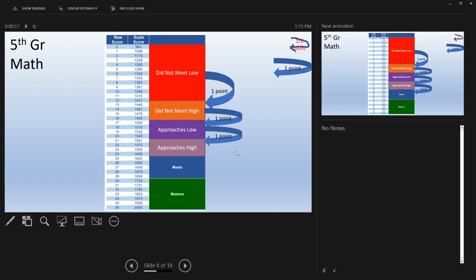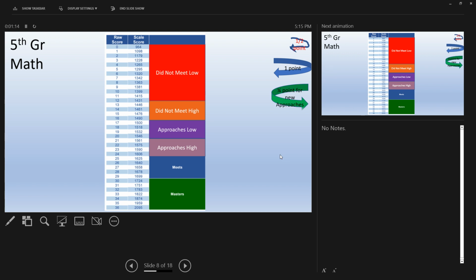Approaches low to approaches high, you get a point. Approaches high to meets, you get a point. If you're in meets and you stay in meets, you get a point. Or if you're in meets and you go to masters, you get a point. And if you're in masters and stay in masters, you get a point.